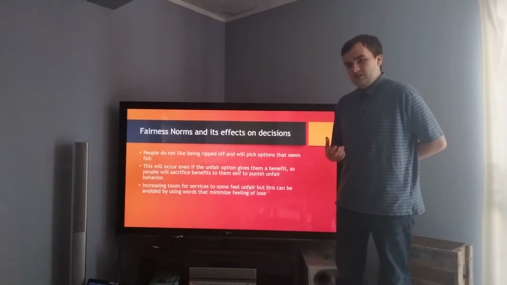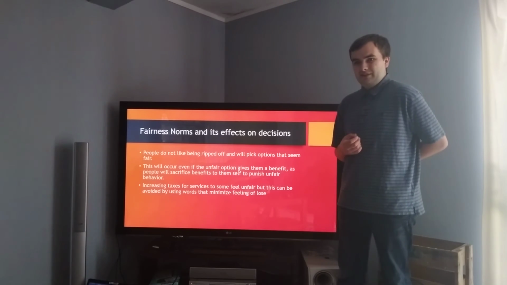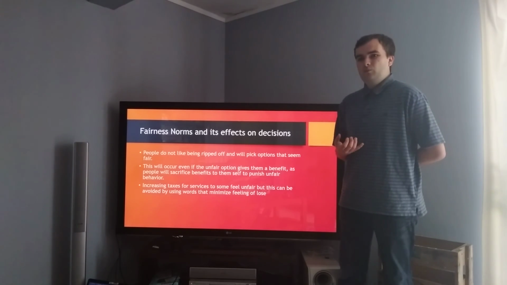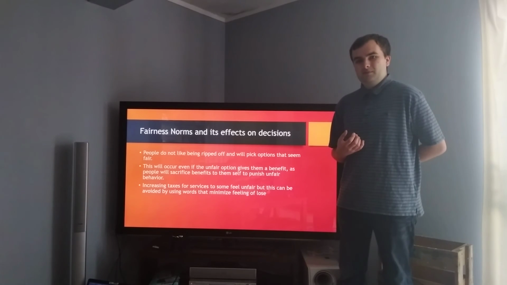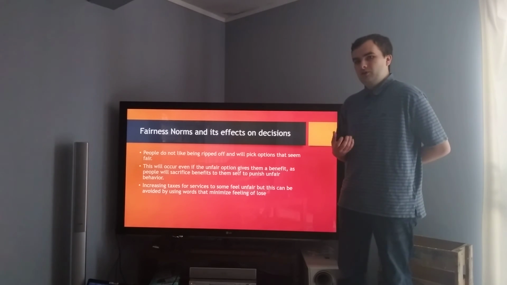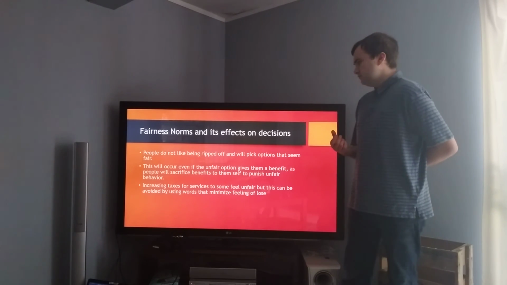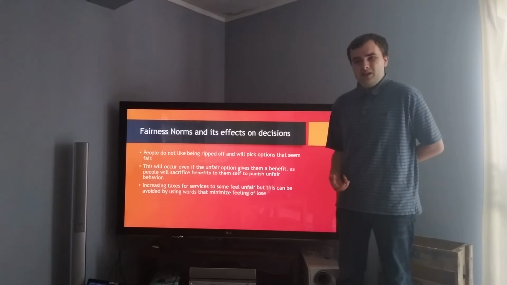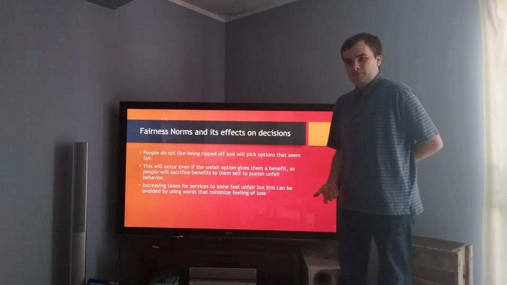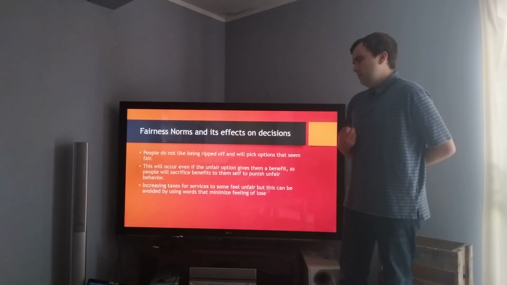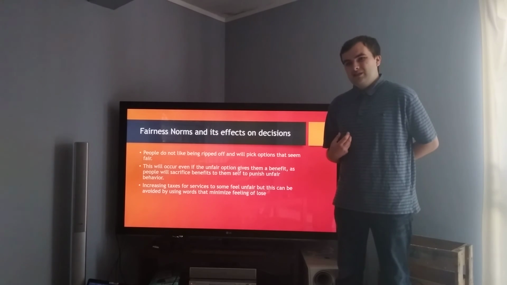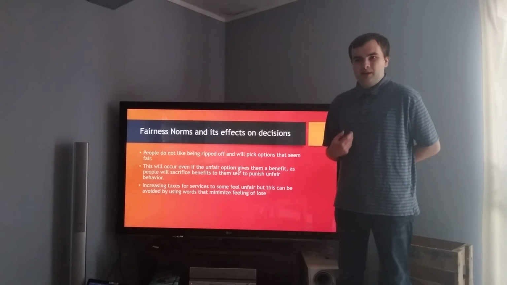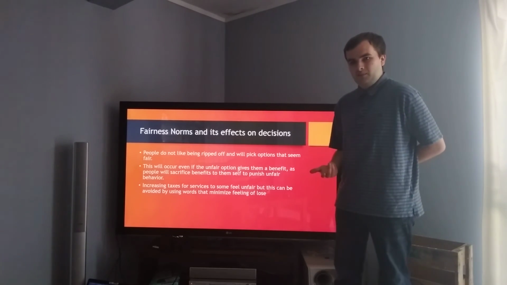Fairness and norms is the next section. People's views on what they think is fair and just will heavily affect how they feel about a given policy or topic. The fact is, no one likes being ripped off, and it's very easy to create a feeling of being ripped off even when people aren't. People will often even sacrifice their own gains to punish what they feel is unfair.